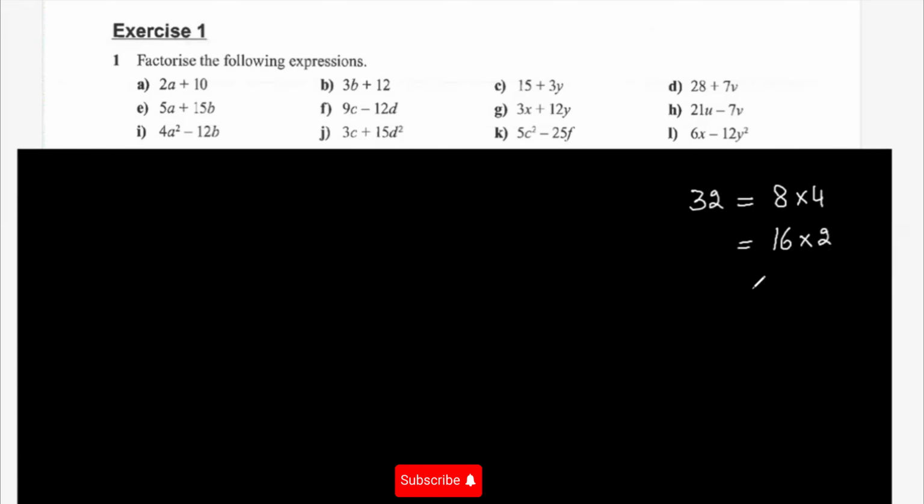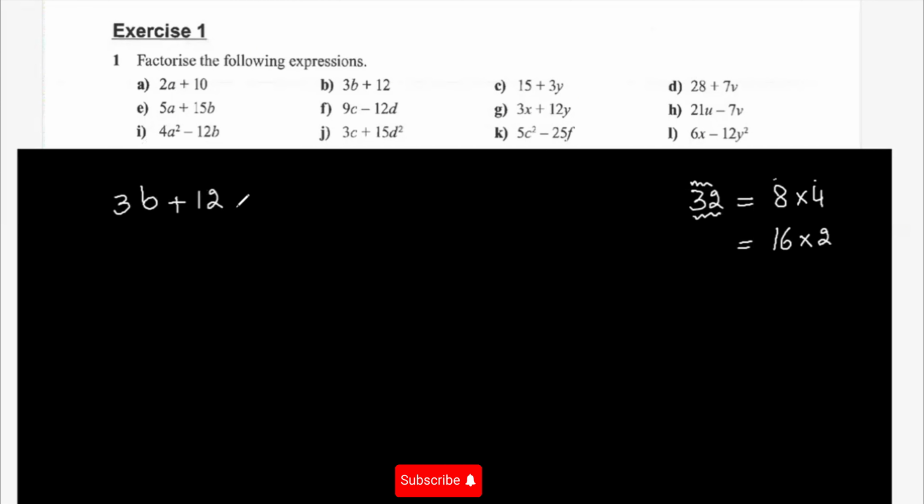And what we did here is we actually split 32 into its two factors. So these factors, when they multiply, we get our number. And in algebraic expressions, for example, we have the algebraic expression 3b plus 12. So this is an algebraic expression where we have b as an unknown. We do not know what it is.